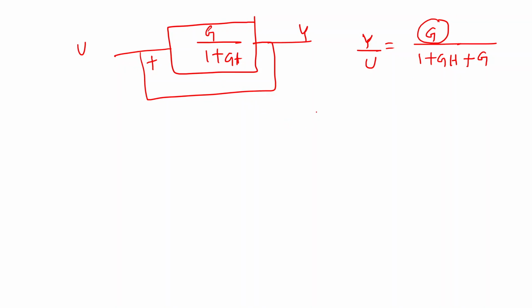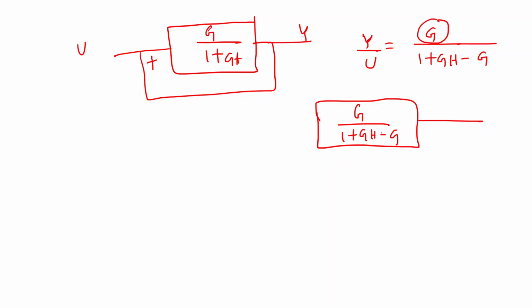Now what is remaining? This is the block diagram. It is a minus G now. So now what does the transfer function remain? G divided by 1 plus GH minus G. Now there is a negative feedback system because we already added a positive feedback. For positive feedback we solve it and find the transfer function. Now this negative feedback is there. This is U, this is Y.